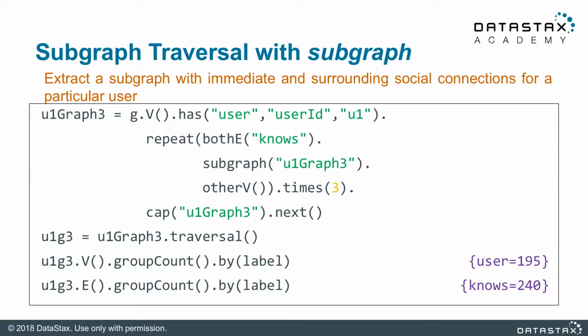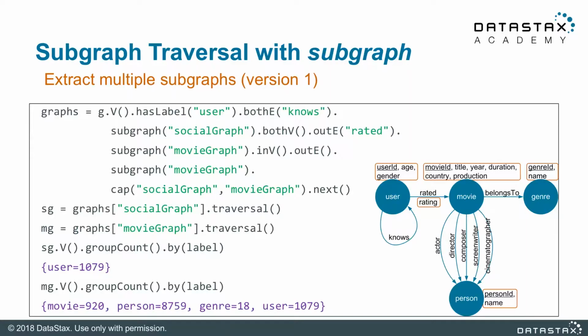We see that there are 195 users. That is 1 user for U1, and then 194 friends, friends of their friends, and friends of their friends. And then 240 edges that connect all of the people in this increasingly large subgraph.